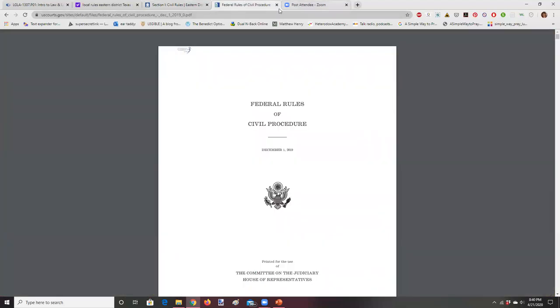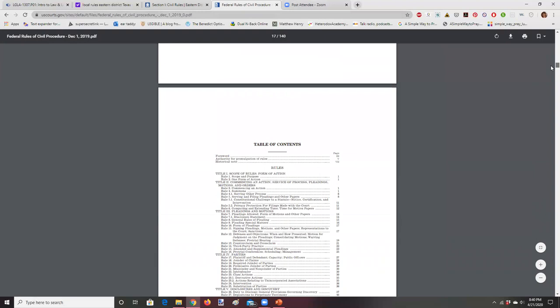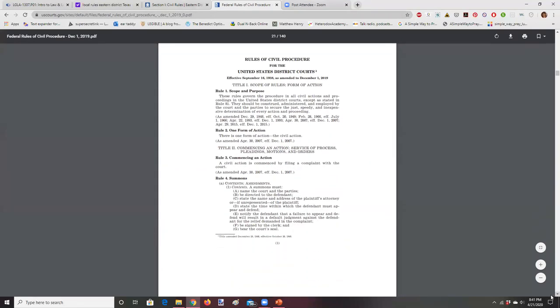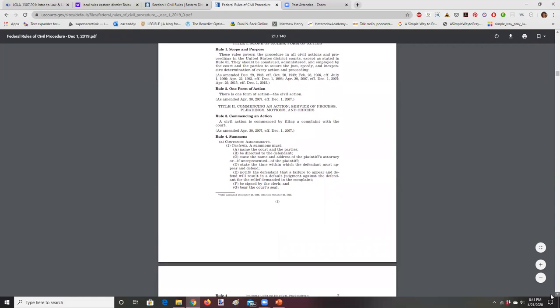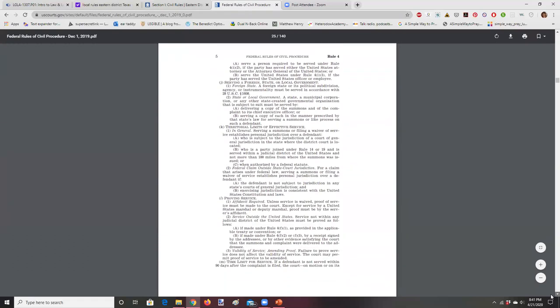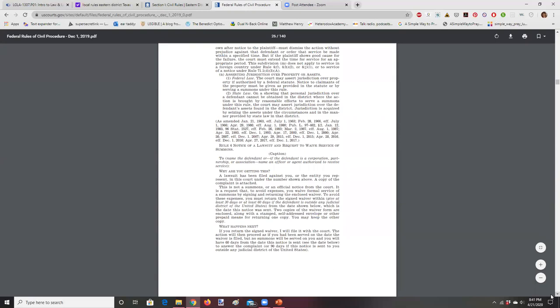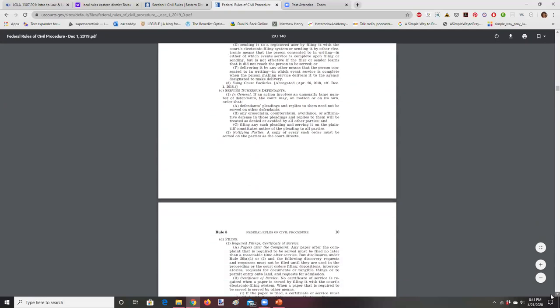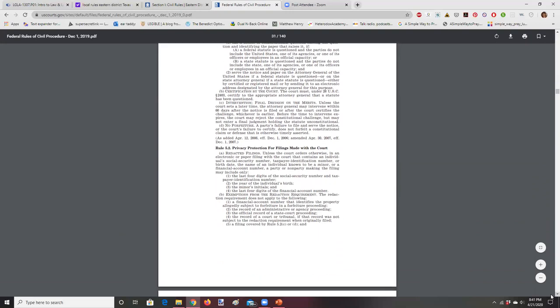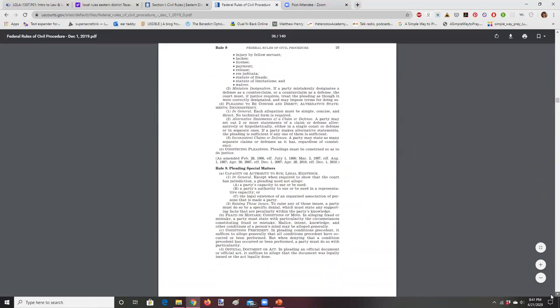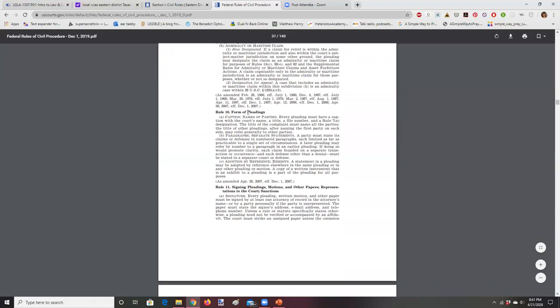We go over here to our federal rules. We scroll down till we get to the rules. There's actually quite a bit of stuff in front of it. Here we go. And you can see Rule 4 is about summons. Let's scroll down and see what Rule 10 is about. Rule 10, form of pleadings.